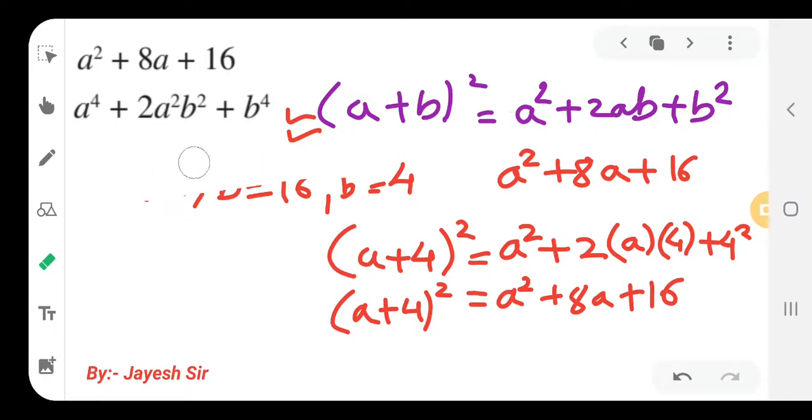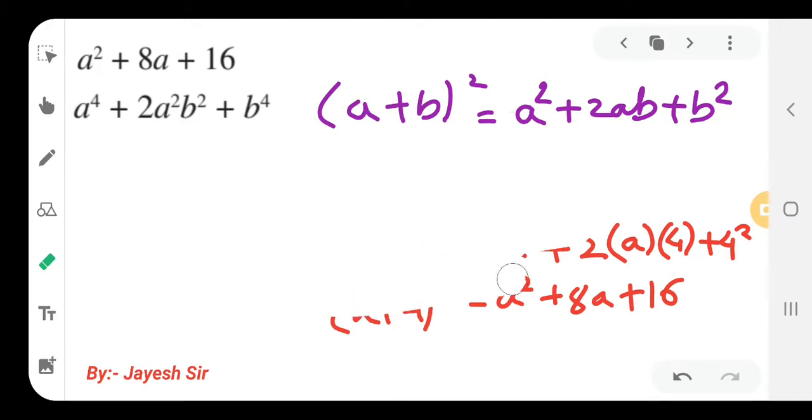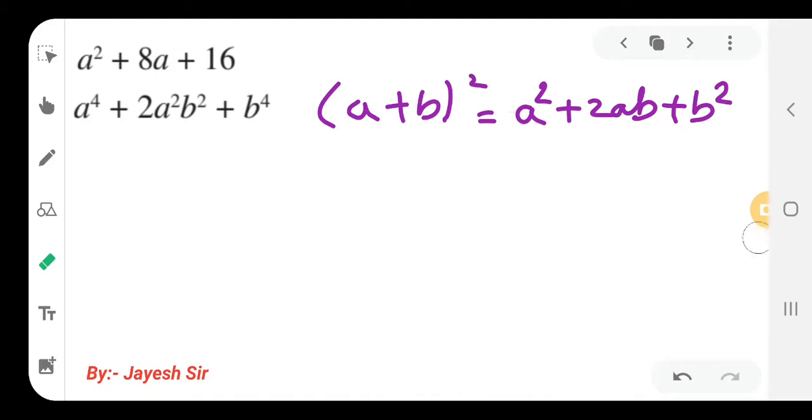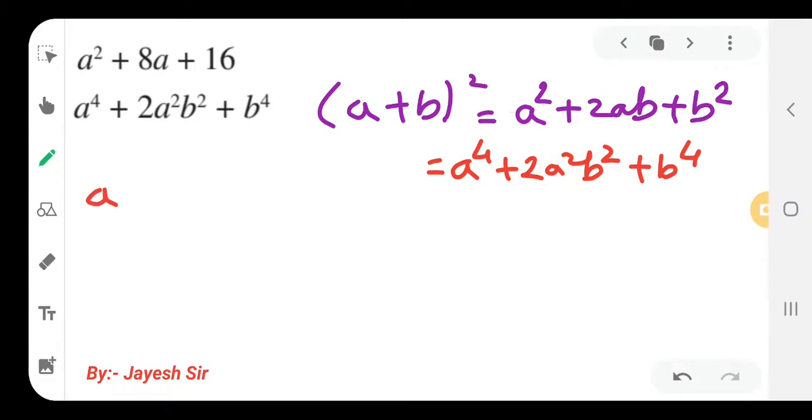Now let us begin with the second sum. The second sum is also an implementation of the identity that we used in the first sum. You can see two plus signs are there in between. That's why you can get the idea that the same identity we are going to use. It is a raised to 4 plus 2a square b square plus b raised to 4. Now we will compare with the RHS of the equation. So the value of a we are getting is a square. The value of b we are getting is b square.